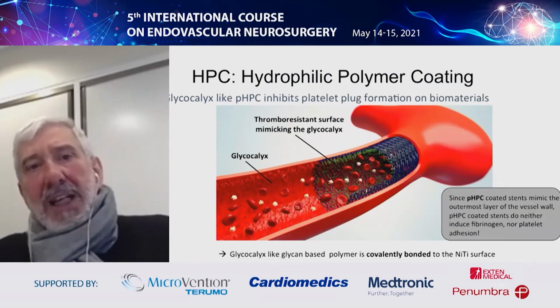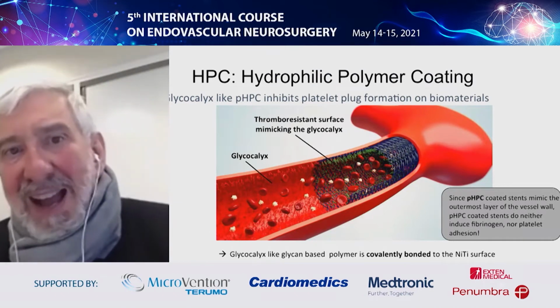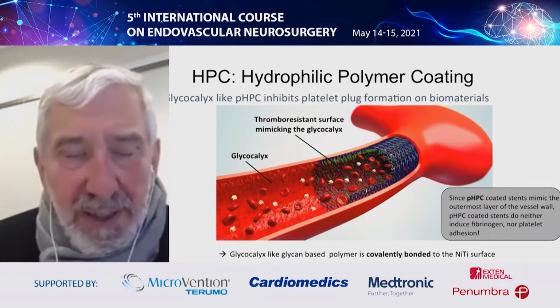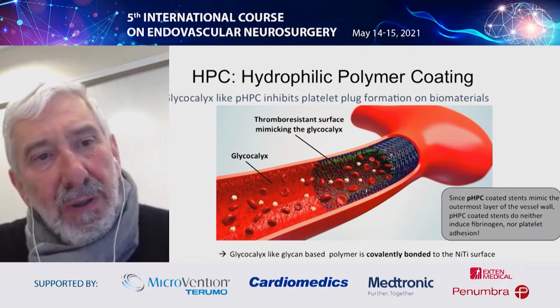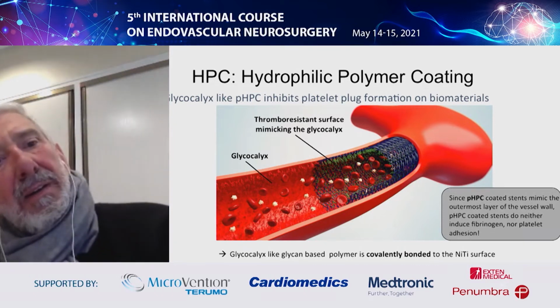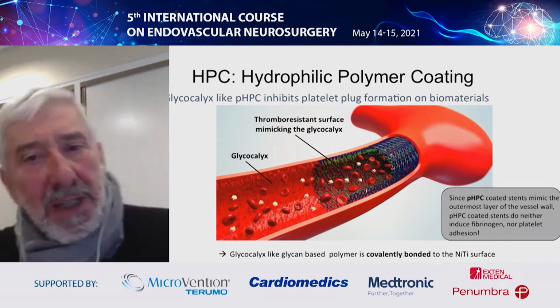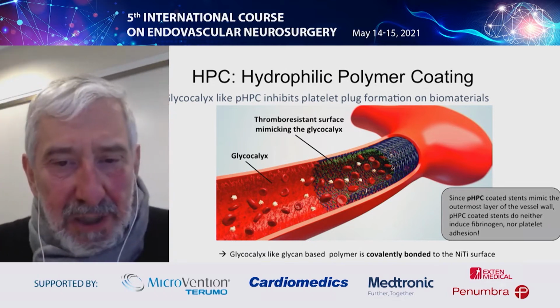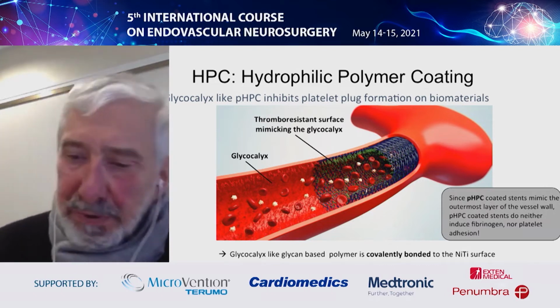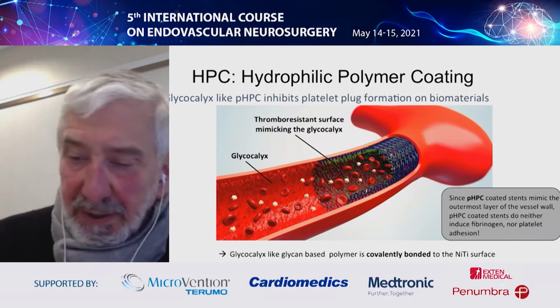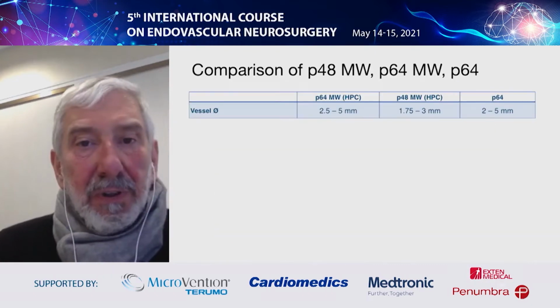Now, what is HPC? HPC is hydrophilic polymer coating. It is a coating which is placed on the flow diverter. It is a glycocalyx-like coating, which inhibits platelet aggregation on different biomaterials. And by doing so, it is supposed to prevent thromboembolic events as summarized before.